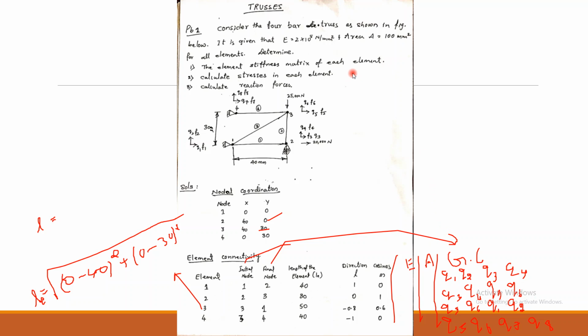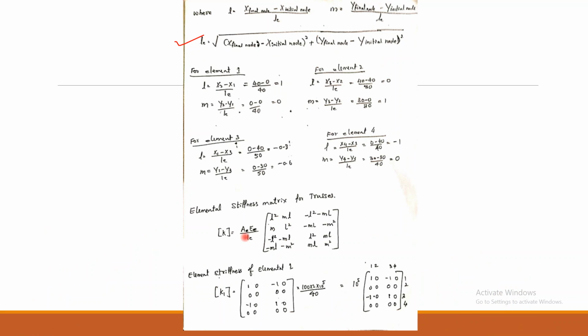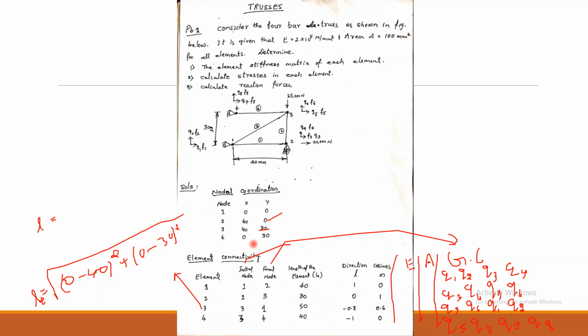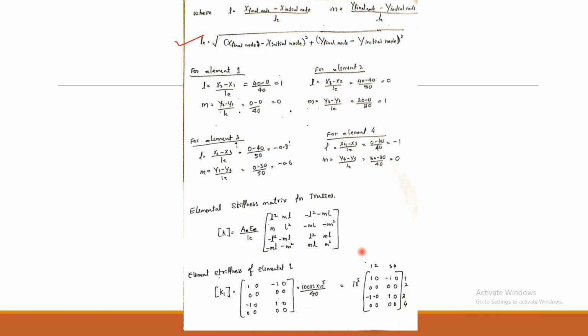So once this table is finished, let us go for calculation of the stiffness matrix. The element stiffness matrix is AE by L times the matrix of L square, LM, and so on, which is a 4 cross 4 matrix. This one I need to pick, so you have to remember this. Let us go for the element stiffness matrix of element 1. All these quantities that I have calculated previously, I am going to use right now.